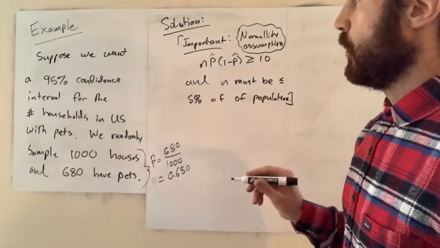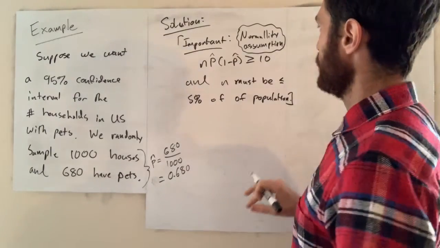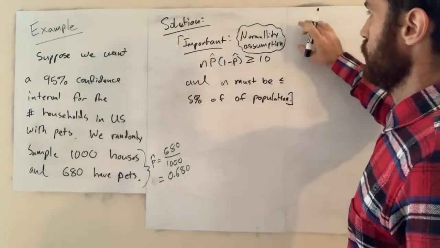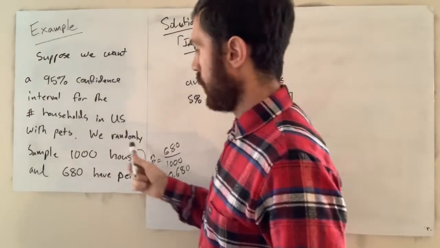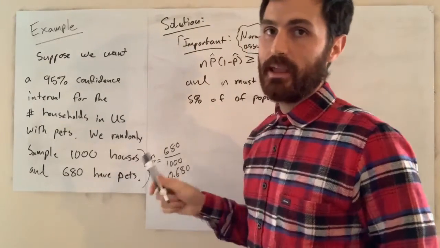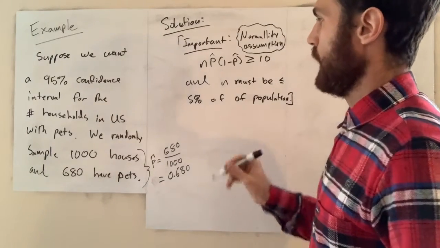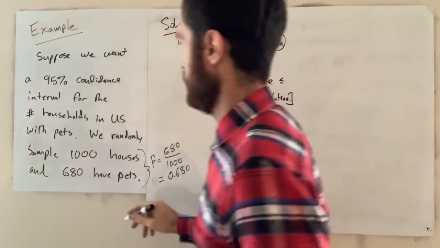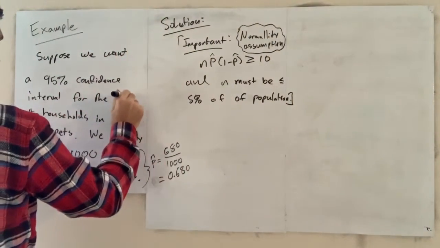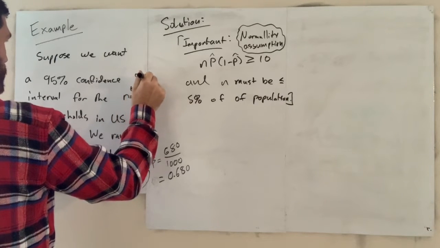Now, a very, very important first step is you want to make sure your normality assumption is satisfied. So we want our random variable p hat to be normally distributed. In order to do that, we have to make sure about the sample size, so remember n is the sample size, n is going to be 1,000 in this case. This is the sample size.